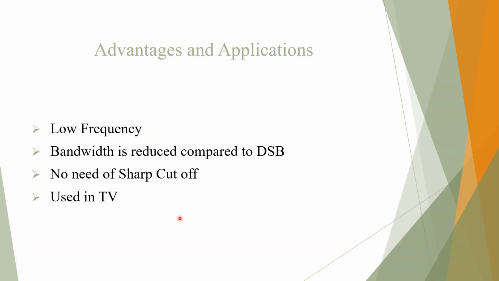Last, we have come to the advantages and applications. Among the advantages, the low frequencies are transmitted and the bandwidth is reduced very much compared to double sideband suppressed carrier, and there is no need for sharp cutoff frequencies. The main application of vestigial sideband is in television for the picture signal, where it reduces the bandwidth requirement. This is all about the vestigial sideband modulation technique. Thank you.